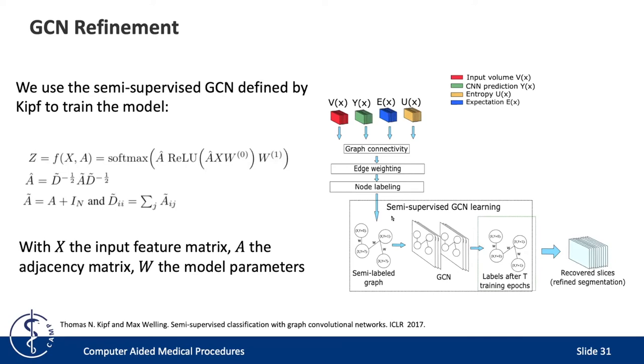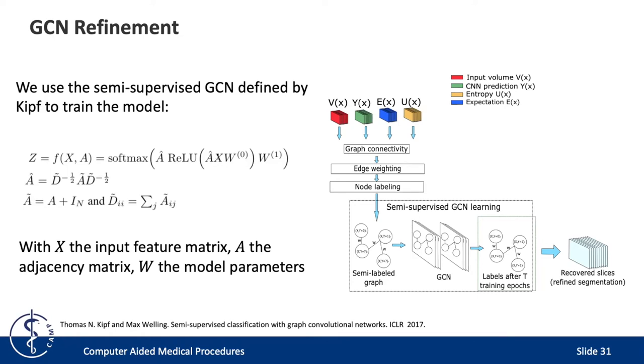So the last step is going to the refinement itself. Now we have a partially labeled graph that we can use to train this graph learning model. We can use, for example, the work of Thomas Kipf directly. This is specifically proposed for working with partially labeled graphs. And this is the basic definition of a two-layered graph convolutional network. We have one normalized adjacency matrix defined by these formulas here, and the adjacency matrix basically tells us who the neighbors are, or how the connections are for one particular node. We have the input feature matrix X, which in this case uses the values of the intensity, the entropy, and the expectation as features.